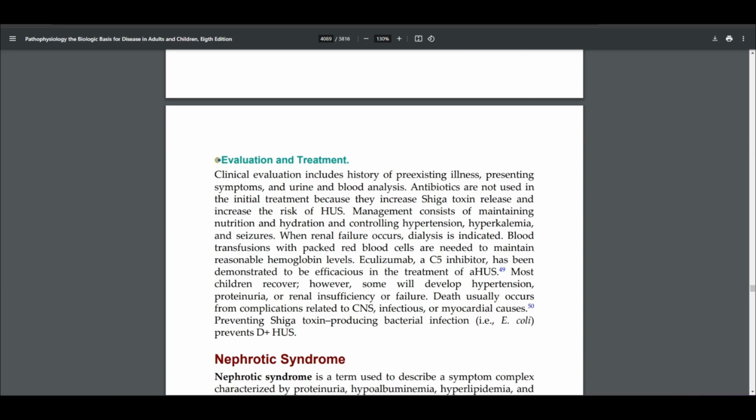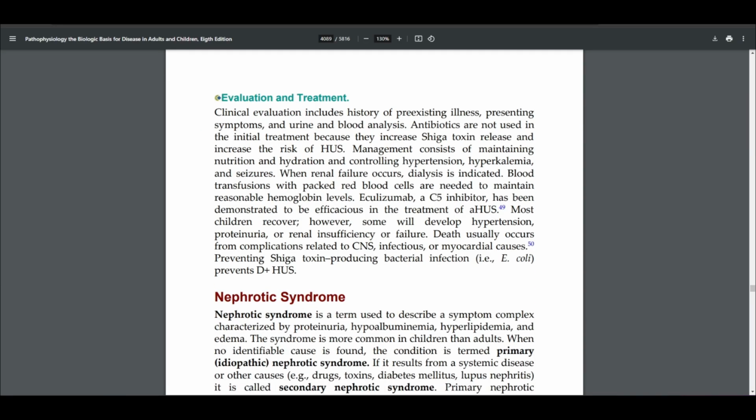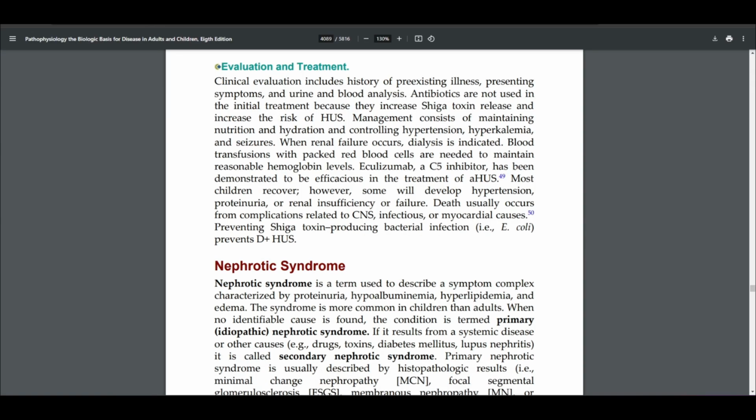The evaluation and treatment: the clinical evaluation includes a history of pre-existing illness, presenting symptoms, and urine and blood analysis. Antibiotics are not used in the initial treatment because they increase Shiga toxin release and increase the risk of HUS. Management consists of maintaining nutrition and hydration and controlling hypertension, hyperkalemia, and seizures. When renal failure occurs, dialysis is indicated. Blood transfusions with packed red blood cells are needed to maintain reasonable hemoglobin levels.